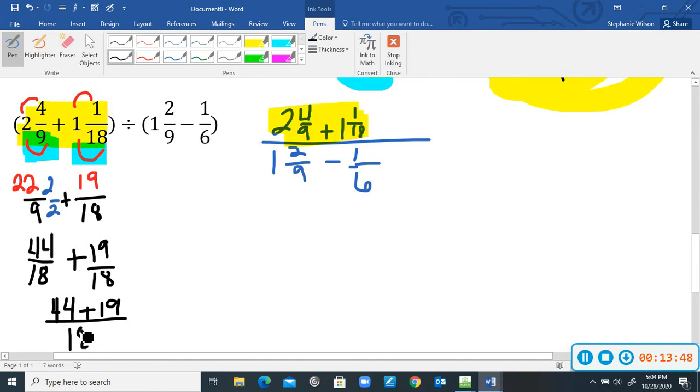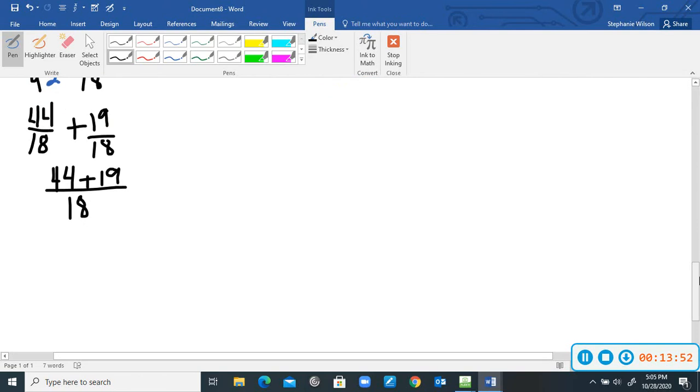And we are going to now clean this last step up. So 44 plus 19 is 63. And before I rule this out, I want to make sure and reduce if possible. And I know that 9 goes into 63, right? And I also know it goes into 18.